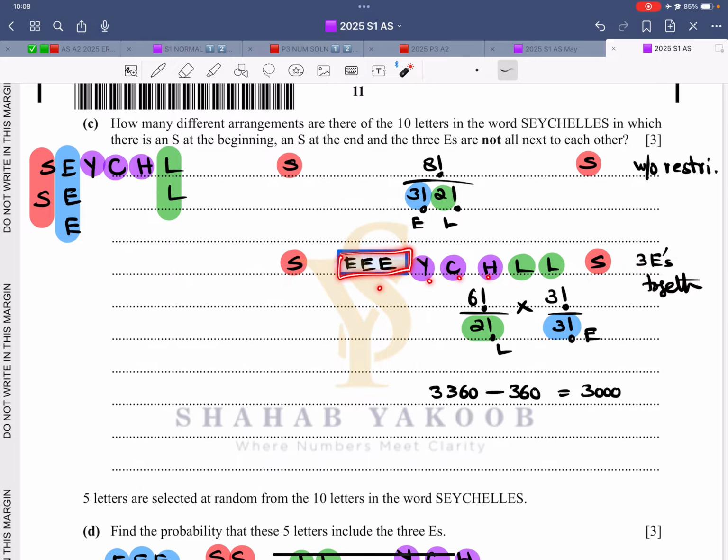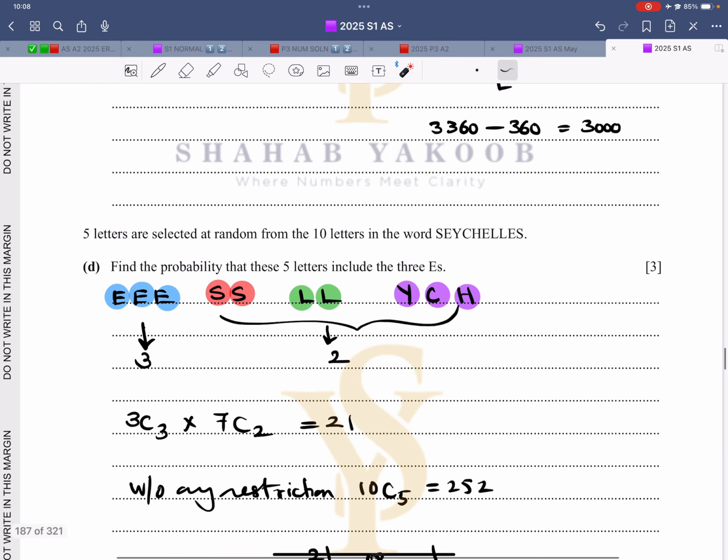There is Y, C, H, L, L, S. Sorry, this S is fixed. So now 1, 2, 3, 4, 5, 6. That is 6 factorial. 2 factorial division is for the L's. What is happening inside the box? Technically nothing, 3 factorial over 3 factorial is 1. So this answer is 3360, this answer is 360, and this answer comes out to be 3000. Again, exact.